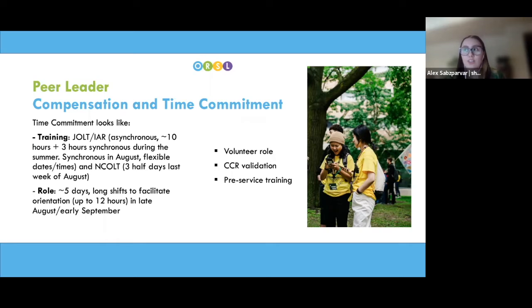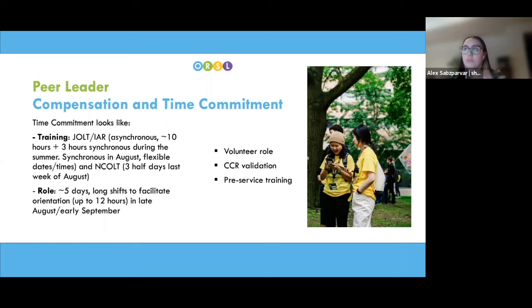And then the other training is NCOLT. It kind of matches with the JOLT acronym. NCOLT is New College Orientation Leader Training. This is training that our office provides specifically for new college leaders. It's about 3 half days during the last week of August. And they're typically recorded in case you can't attend.